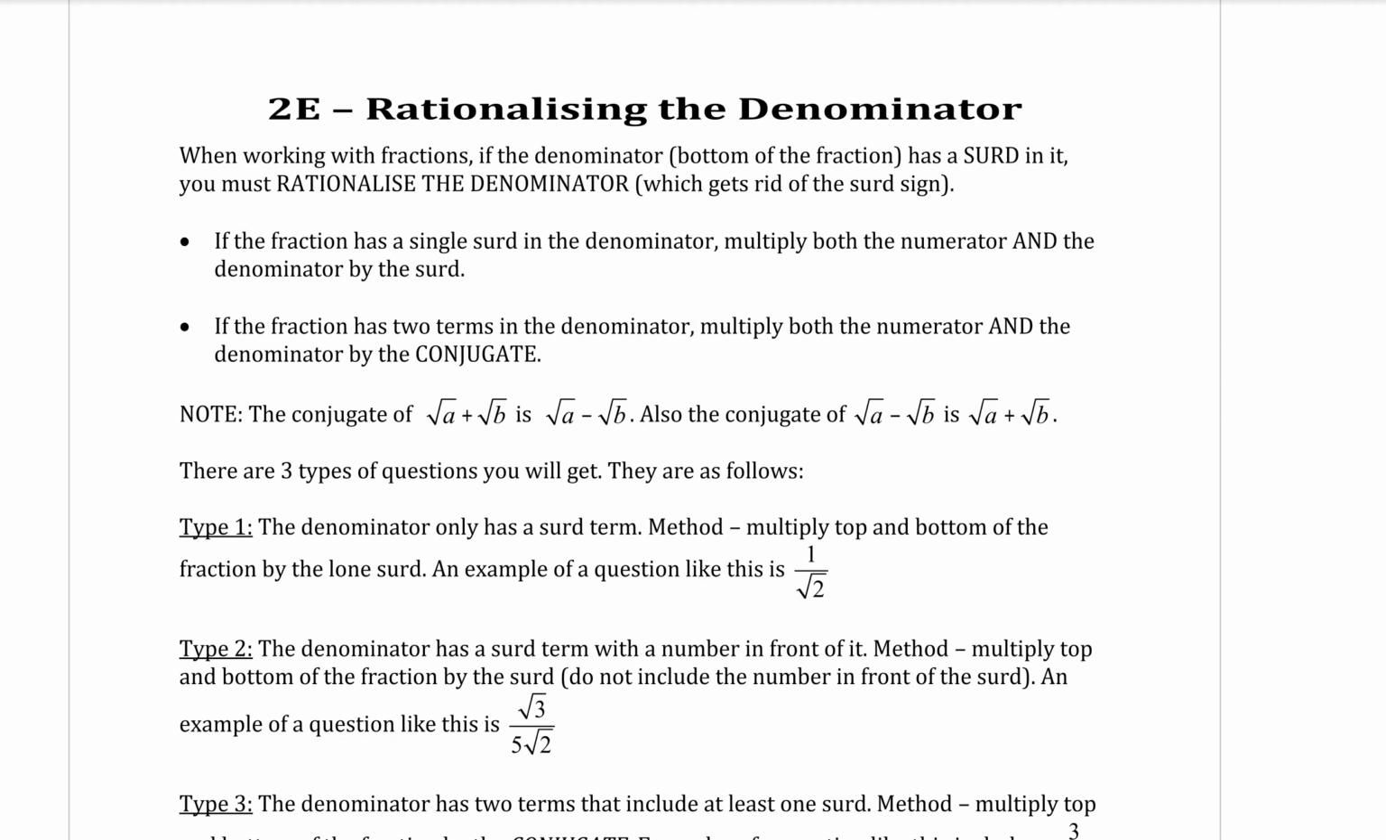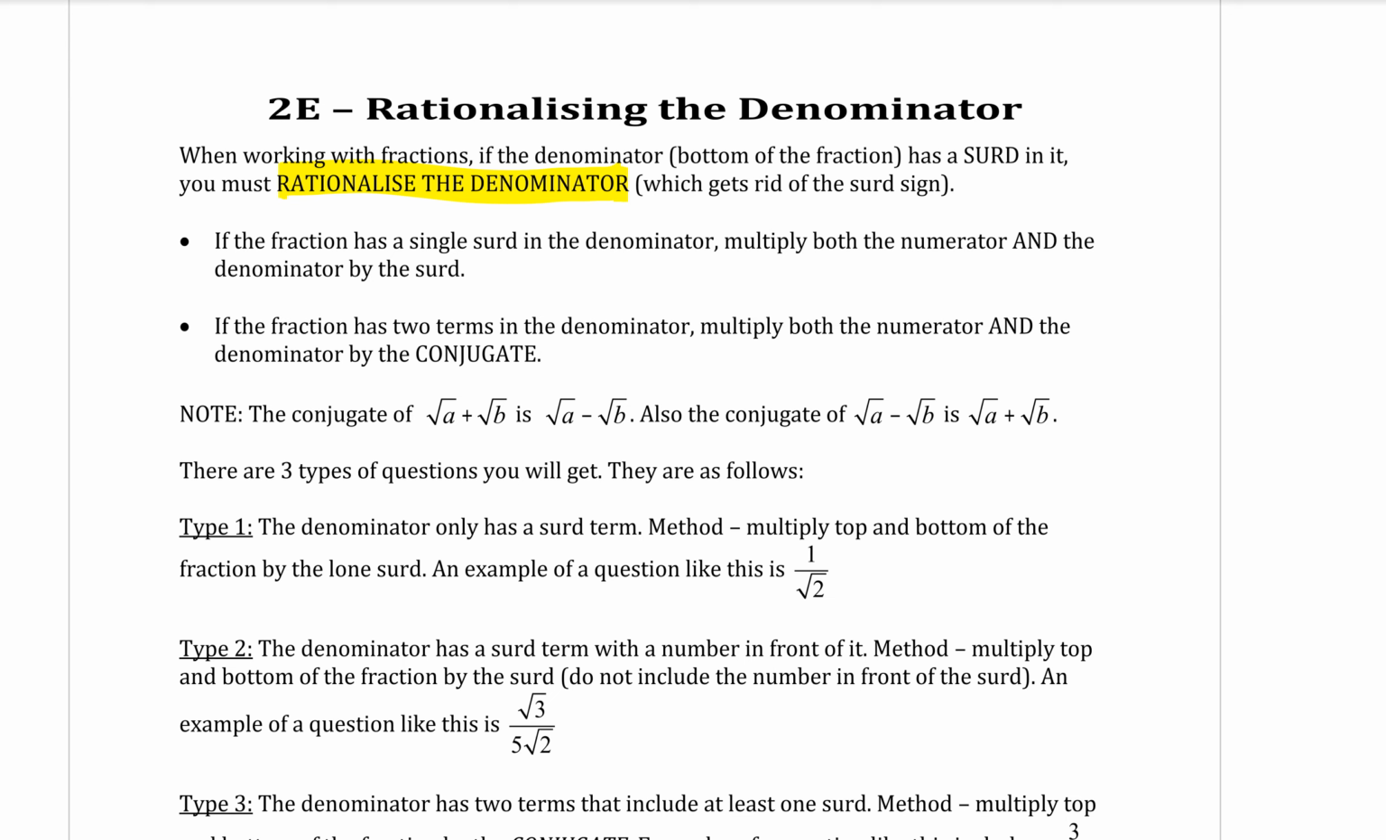with Surds, which is on rationalizing the denominator. So when working with fractions, if the denominator, which is the bottom number, has a surd on it, then you must rationalize the denominator. Now what that means is that you want to get rid of the square root sign so that you just have a whole number on the bottom of your fraction. That makes it easier then if you want to do further calculations by adding fractions together and so on.